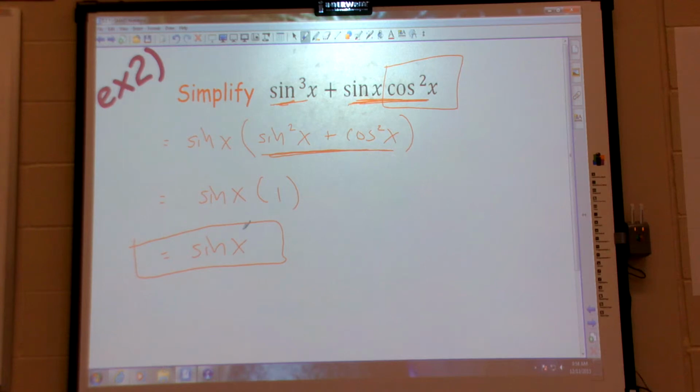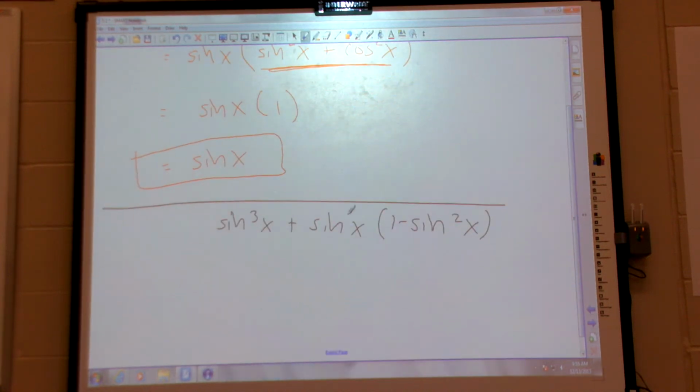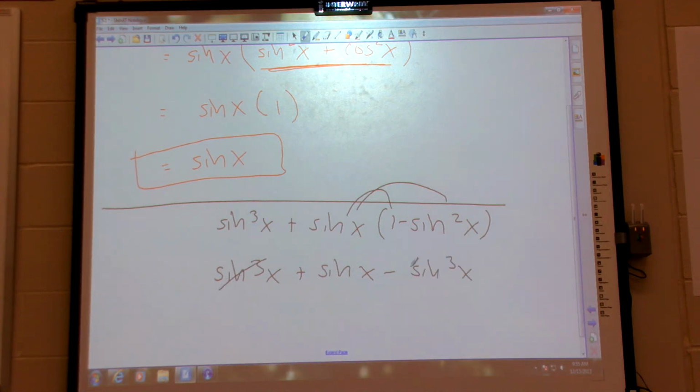So let me show you there's alternative ways. If I did that, sine cubed x plus sine x, let's say I did plug in 1 minus sine squared for that. Yes, no, distribute. I would have gotten sine cubed x plus sine x minus sine cubed x, which gives me sine x.